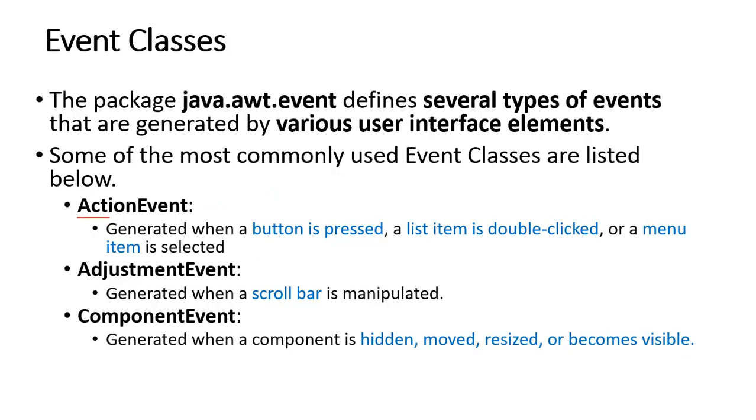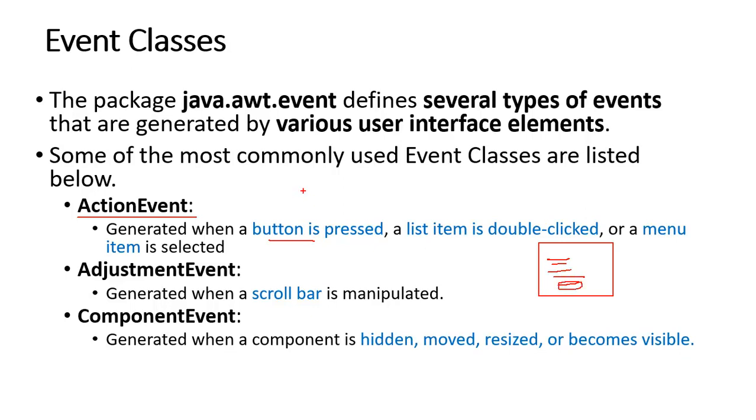The first one is the action event. The action event is generated when you click on a button. So when you have a button and you click on it, the action event occurs. In the same way, if you have a list of items and you double click on any of the items, an action event occurs.